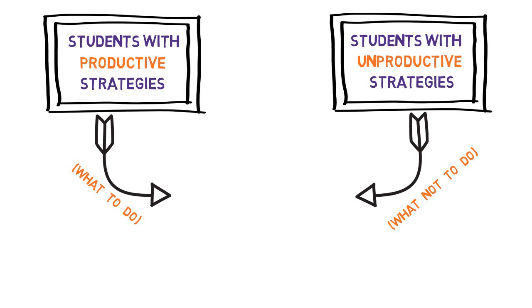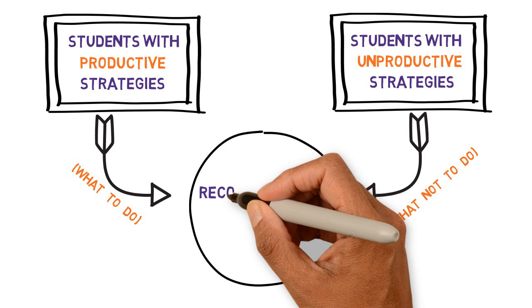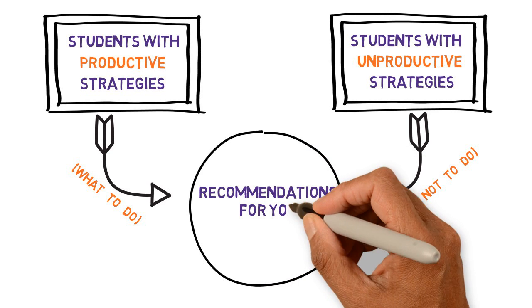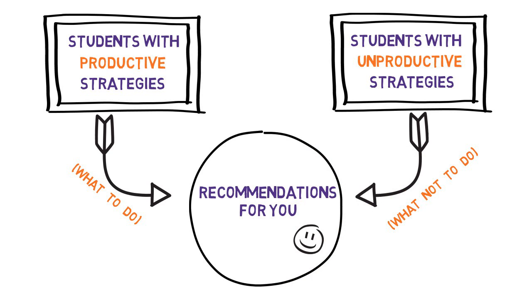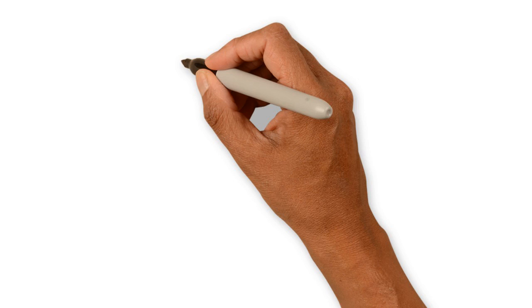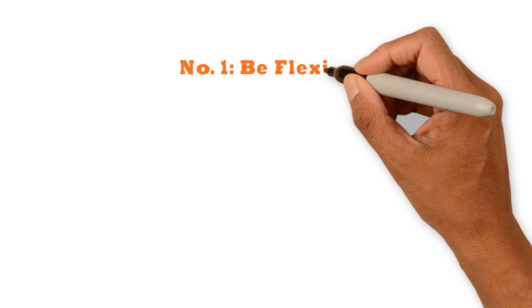The less productive students used methods that were less effective, and as a result, they tended to not do as well. We looked at the behaviors that defined these two groups, and from that, constructed the tips you're about to hear. So number 1, be flexible.